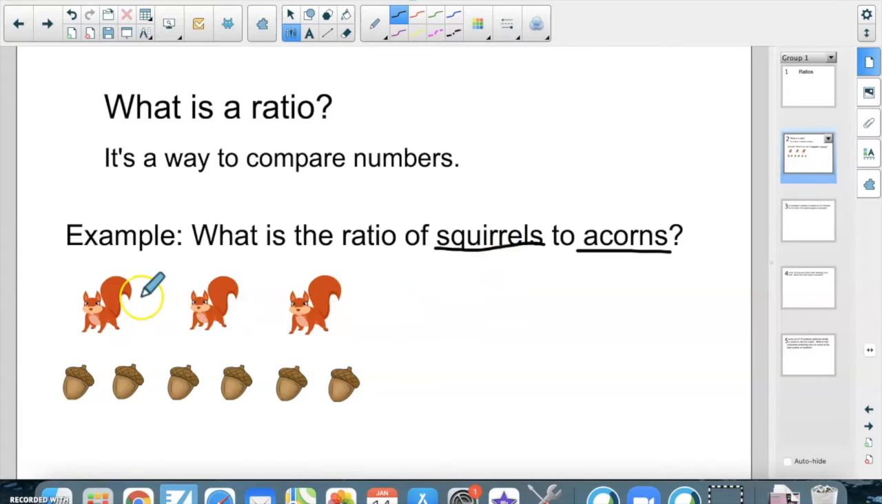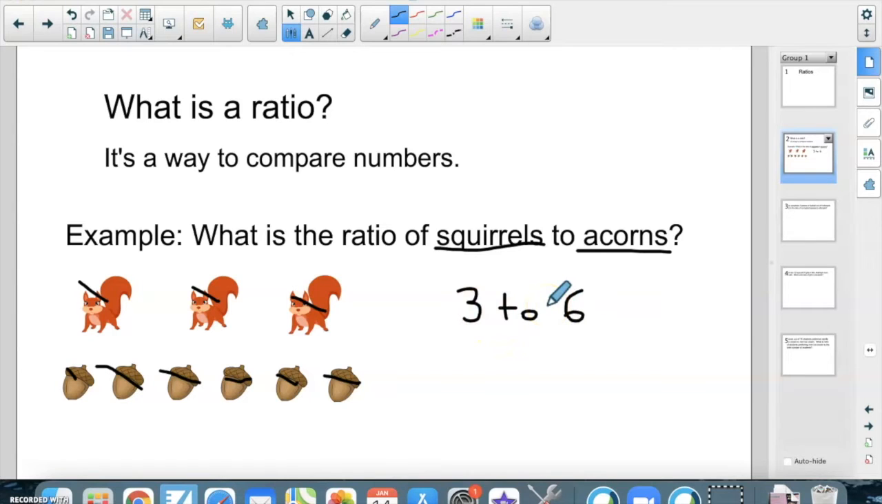So we count how many squirrels. There are 1, 2, 3 squirrels. So my first number is 3. Then I can write the word "to." And my next number would be acorns, and there are 1, 2, 3, 4, 5, 6 acorns. So my ratio is 3 to 6. Okay, that's how you write a ratio.